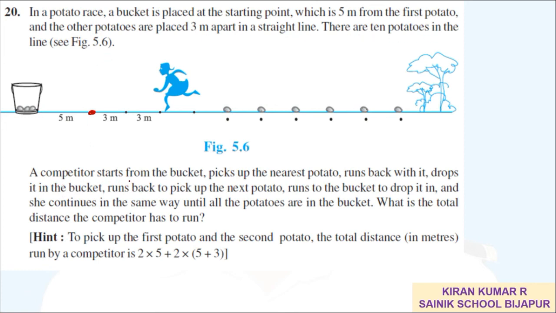A competitor starts from the bucket and picks up the nearest potato, runs back with it and drops it in the bucket, runs back to pick up the next potato and drops it. She continues in the same way until all the potatoes are in the bucket. What is the total distance? They have also given a hint. To pick up the first potato, second potato, total distance in meters is given by 2 multiplied by 5 plus 2 times of 5 plus 3. How do we solve this?